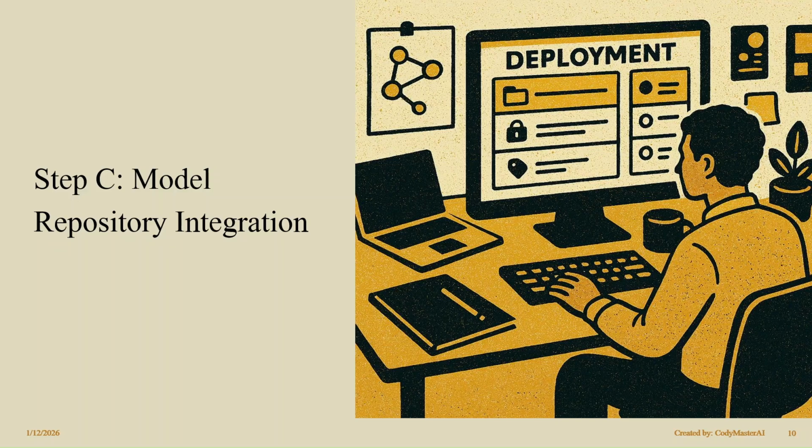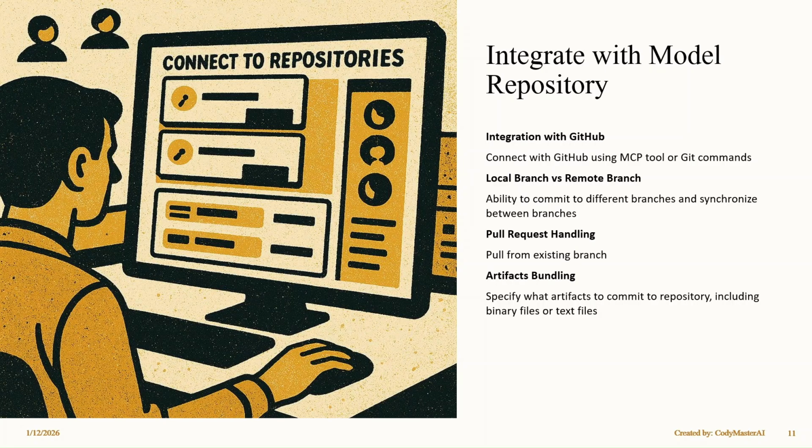Step C, model repository integration. The agent is set up to integrate with GitHub in this demo. Technically, you can build this agent to connect to any repository you use, assuming Gemini supports such integration. It handles nuances such as local versus remote branch creation and synchronization. It also supports model artifacts identification and bundling, for example, whether data or image should be uploaded.